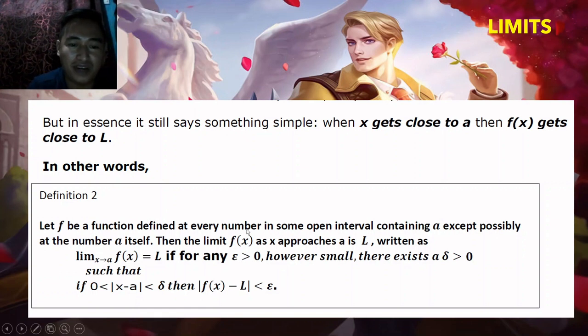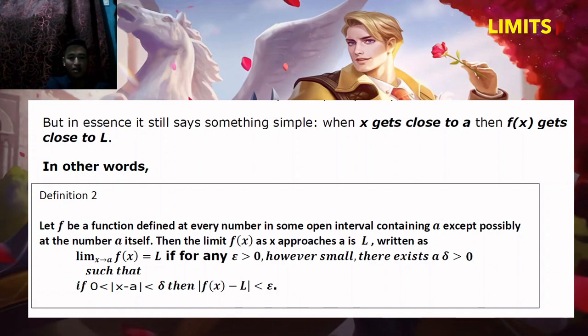Let f be a function defined at every number in some open interval containing a, except possibly at the number a itself. Then the limit of f of x as x approaches a is L, written as the limit of f of x as x approaches a is equal to L, if for any epsilon greater than 0, however small, there exists a delta greater than 0 such that if 0 is less than the absolute value of x minus a, which is less than delta, then the absolute value of f of x minus L is less than epsilon.